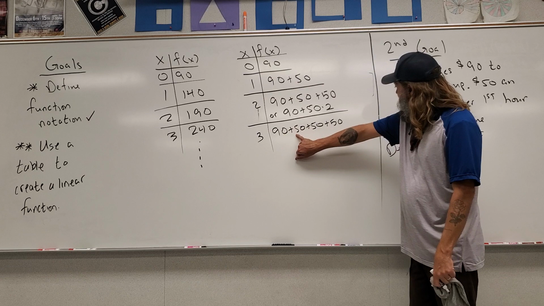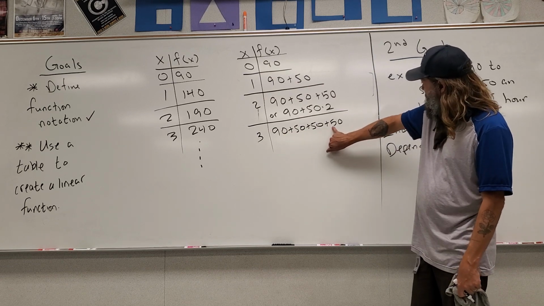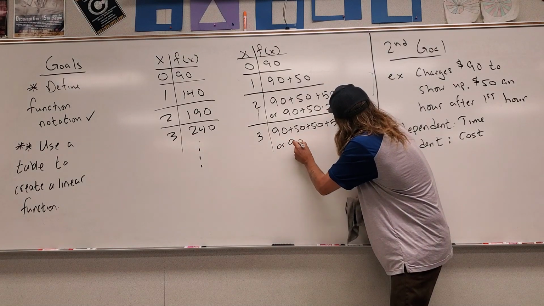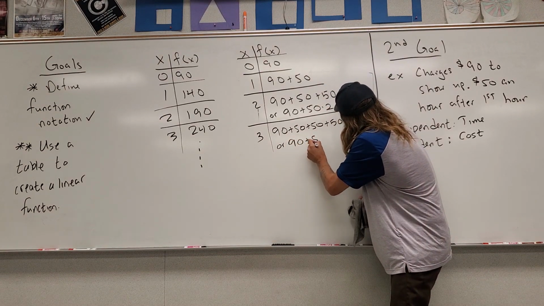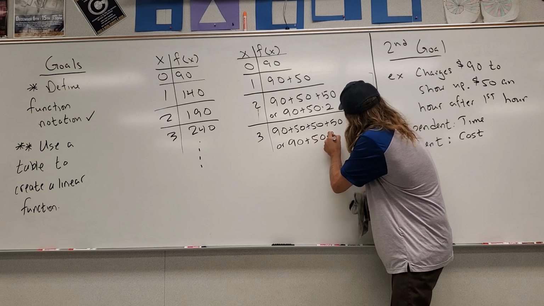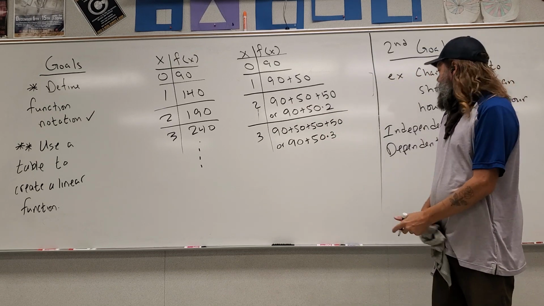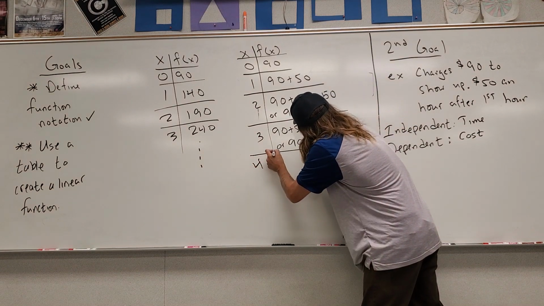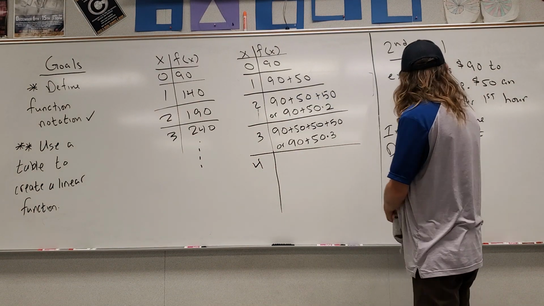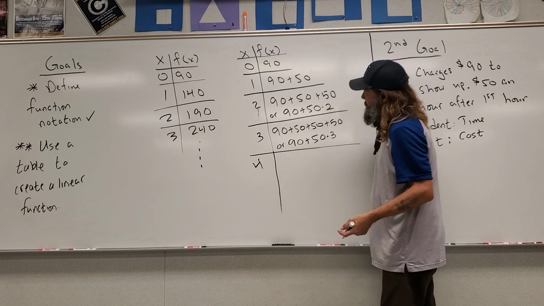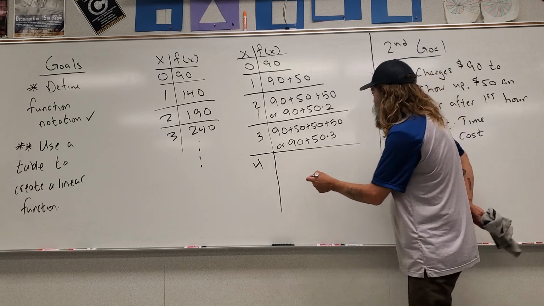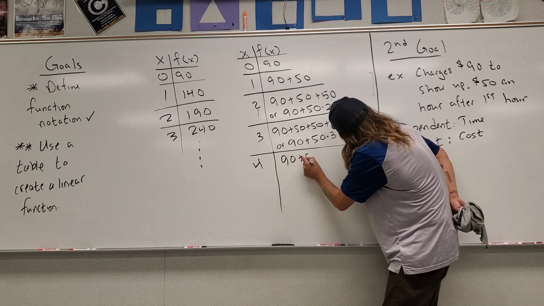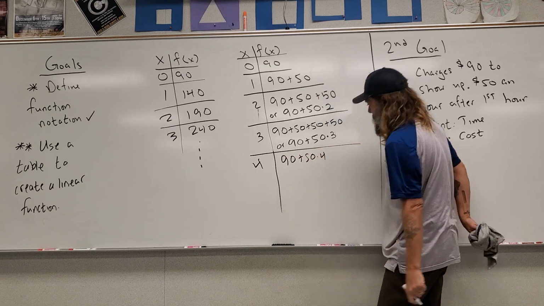And here, instead of saying 50 plus 50 plus 50, I could actually say this is 90 plus 50 times 3. And I can start writing my rows like this. After the fourth hour, actually that would be the fifth hour, and I'll talk about that later, but we could write it in a shorter way. This would be 90 plus 50 times 4.